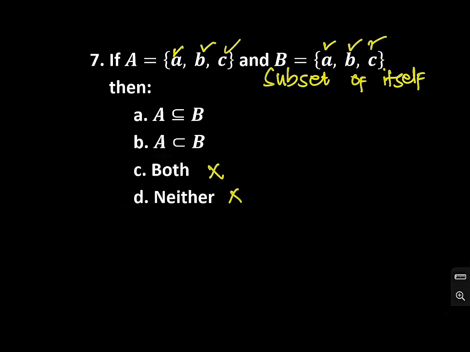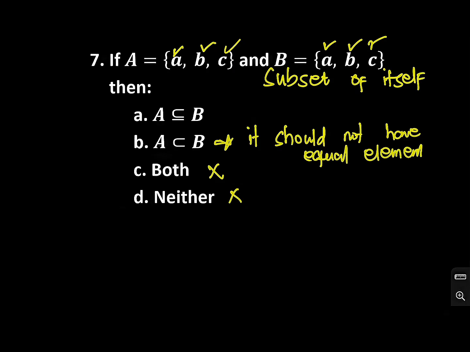And letter C, both, it's also wrong. For letter B, A is a proper subset of B. It's false because set A and B have equal and the same elements. For letter A, A is a subset of B. So this is the correct answer. A is a subset of B.